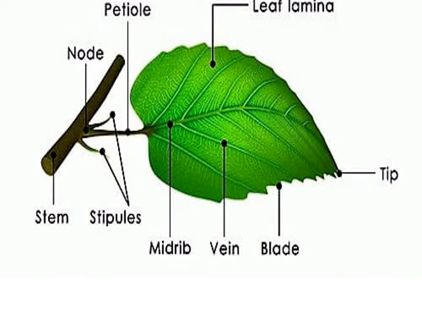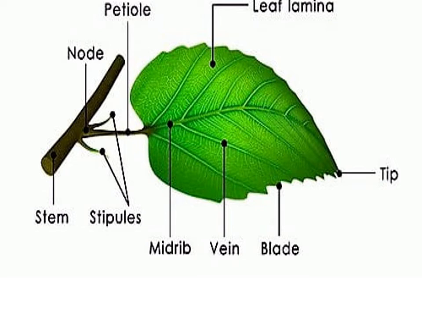Okay, now coming to the leaf. In your previous classes you have also learnt about the different parts of a leaf. So once again let us review. Leaf is the most important part of a plant as it helps in food preparation. And what is the reason for the green color of the leaf? It is the chlorophyll. So the flat green part of the leaf is known as lamina or the leaf blade.